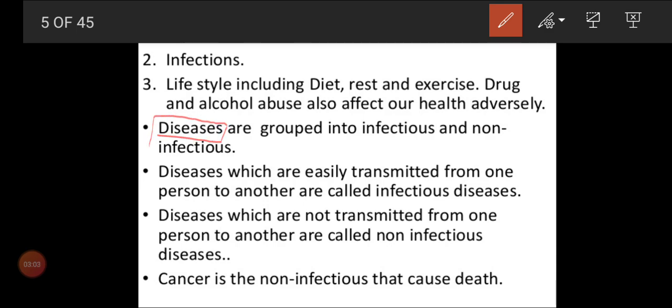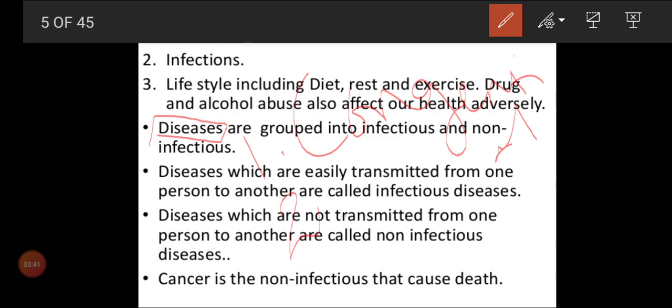And we can say diseases are of two types. What is the first type? Write it and keep it in your note: congenital diseases, C-O-N-G-E-N-I-T-A-L. And the second is acquired diseases. What are the two types of diseases? Congenital diseases, and second, acquired diseases.